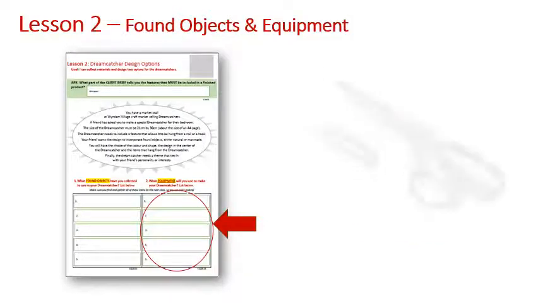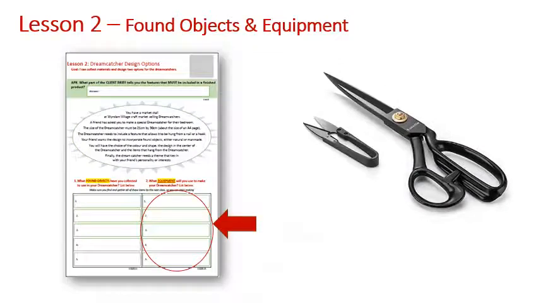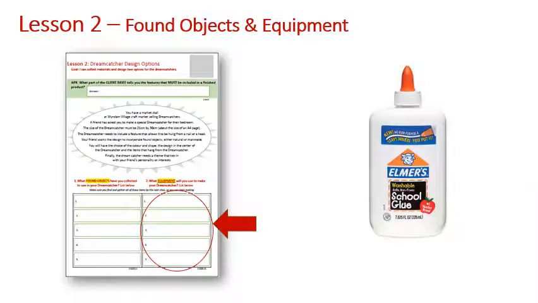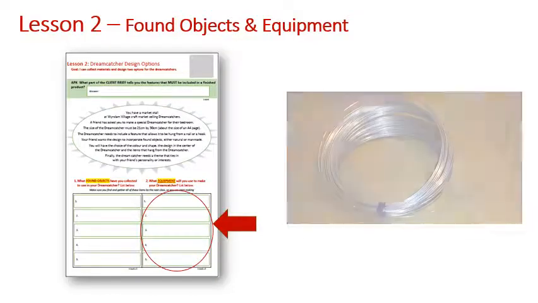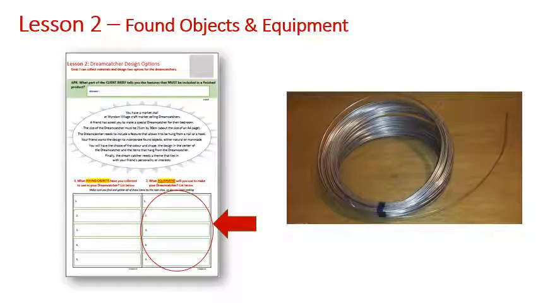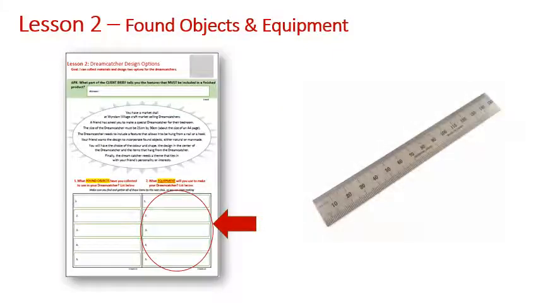You might have a needle and thread. That's equipment. Scissors, you might need to cut things. That's equipment. You might need to glue some things together. You certainly call that equipment. These are, what do they call these? Plastic ties. Anyway, you could use those as well. And wire, that could be equipment to hold things together on your Dreamcatcher.